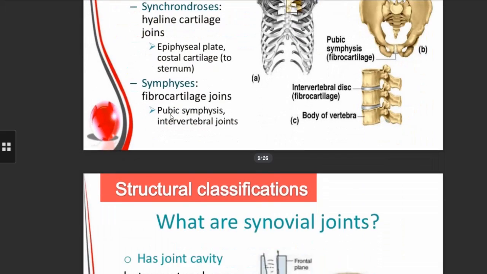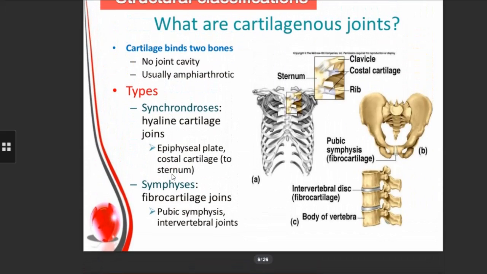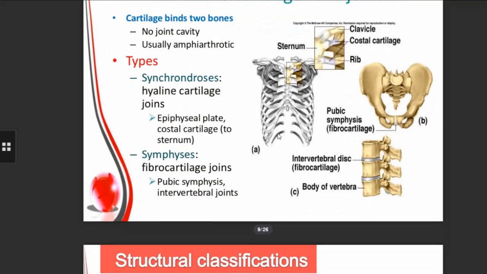We have two types: synchondrosis and symphysis. Synchondrosis has hyaline cartilage. In them, hyaline cartilage will join two bones. Like we have this one, costal cartilage is present between two bones, like sternum and ribs are. They have the hyaline cartilage. You can see costal cartilage here, here. There is a presence of hyaline cartilage.